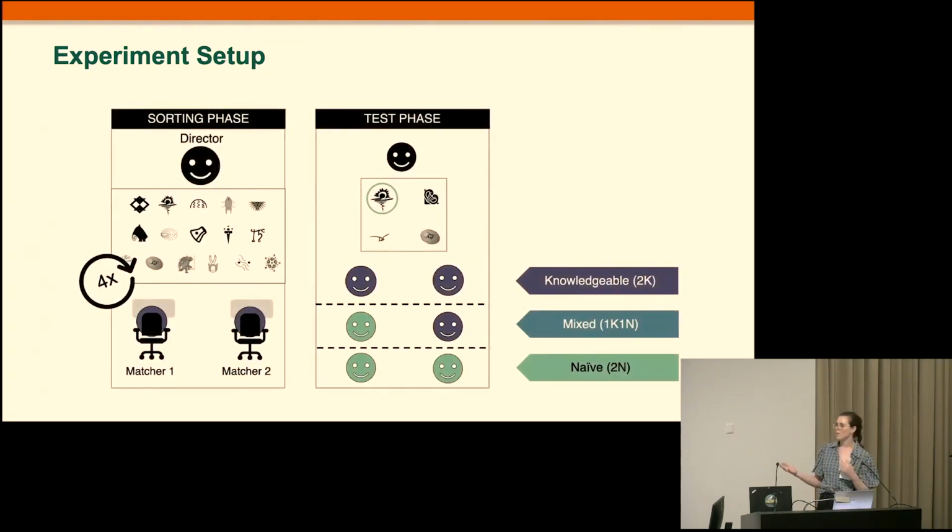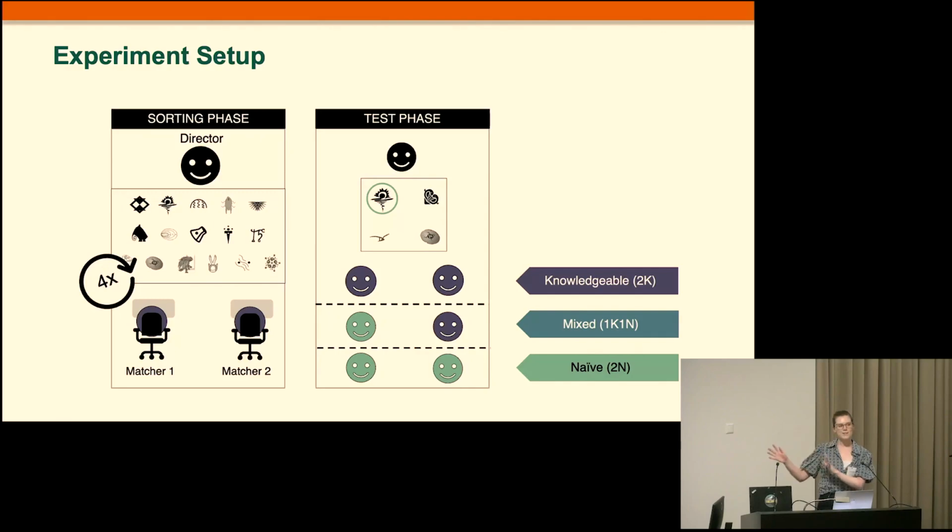So what do you need to know about the experiment? There were 2 phases. In the sorting phase, the participant was a director, and they did a collaborative referential language game with 2 matchers, where they sorted 16 images 4 times. As is the case in these types of collaborative language games, over the course of the game, they acquired shared knowledge for the images and their labels.